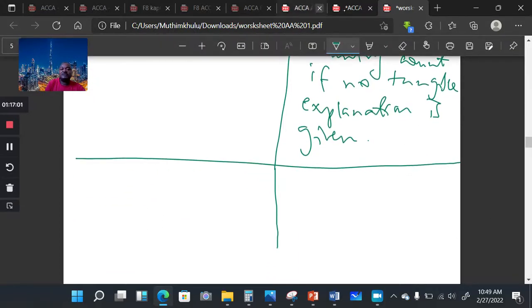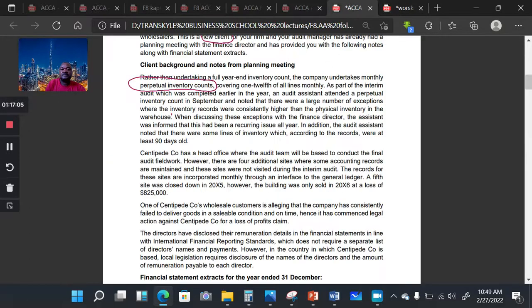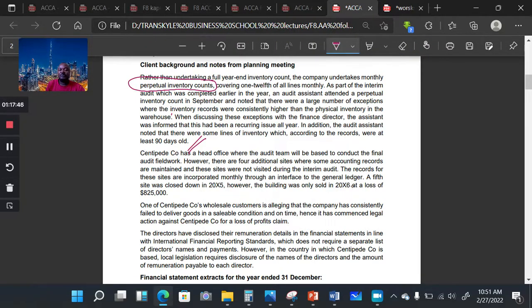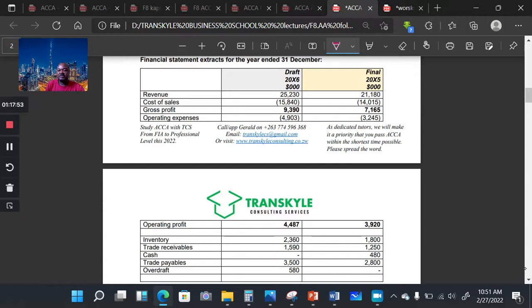All right, let's go back to the question. In addition, the audit assistant noted that there were some lines of inventory which, according to the records, were at least 90 days old. Now, when we reach here, I think it's imperative for us to calculate the ratios. We are now being taken to the issue of figures, so it's better for us to do what we had skipped before, the calculation of ratios.